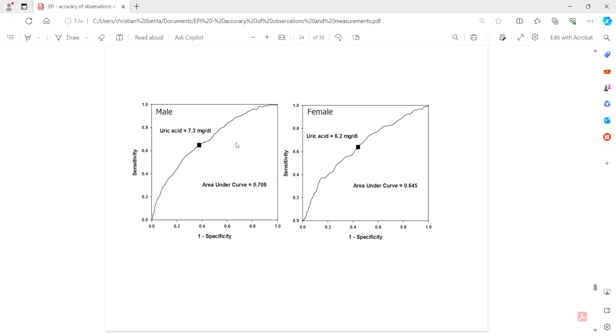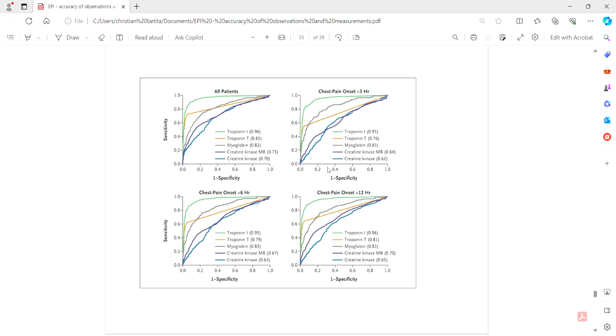All right. Similarly, for symptomatic hyperuricemia, that's also how they got it. So this is the value that's closest to this point. Okay. And then for troponin, the most sensitive test for myocardial infarction overall, whether it's 3 hours, 6 hours, or 12 hours, will still be your troponin I because it is the curve which is closest to this point.